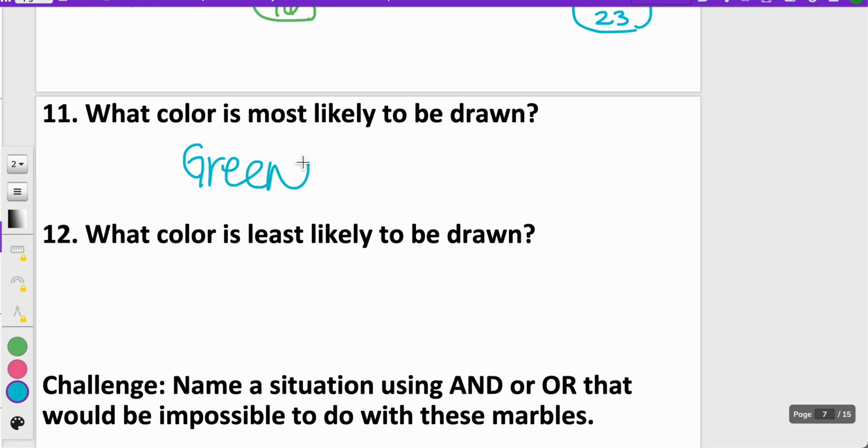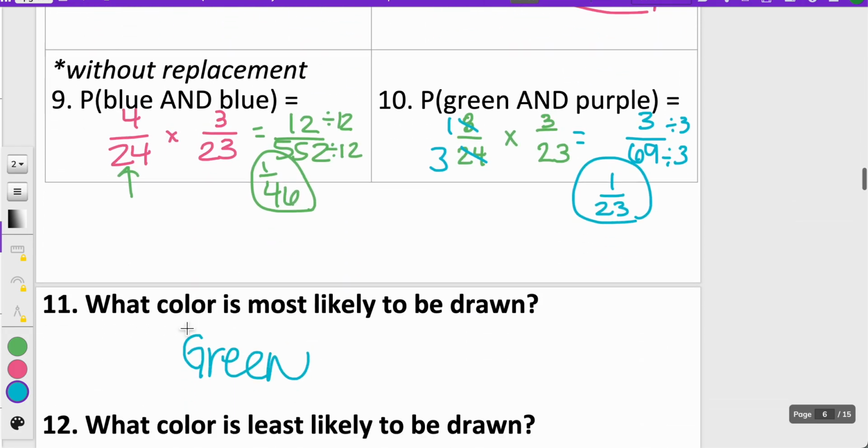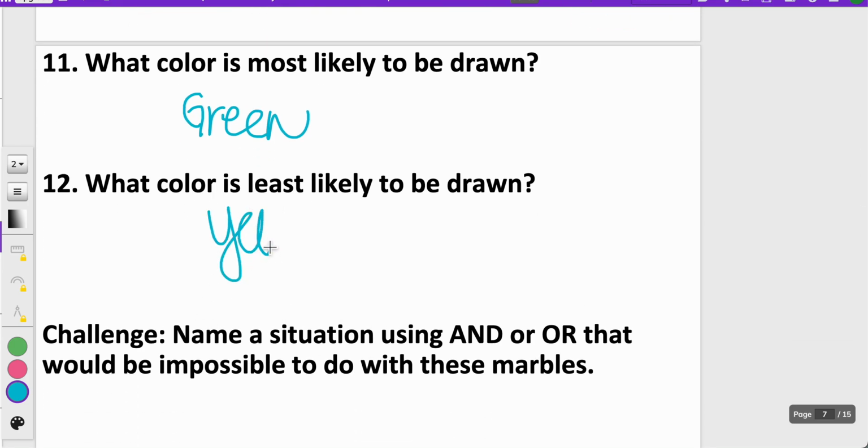And the color that is least likely to be drawn, well, I've got 3 red, 3 purple, but only 1 yellow, so least likely is yellow. Challenge: name a situation using "and" or "or" that would be impossible to do with these marbles.